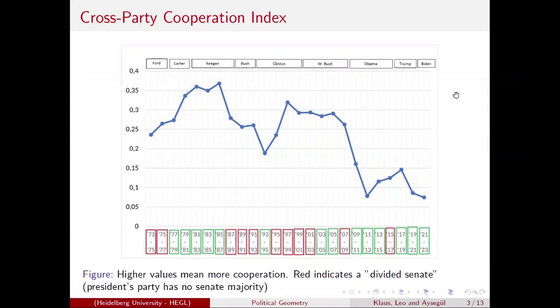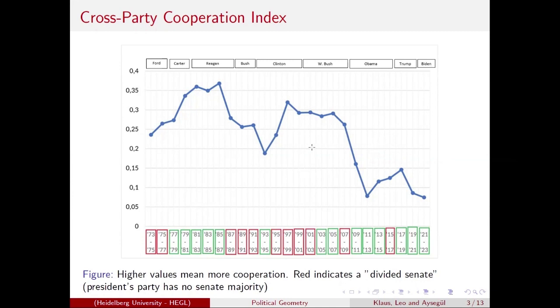For this graph, we are looking at the significant co-sponsoring relations between Republicans and Democrats and took this number as a foundation for measuring cooperation. In this graph, higher values indicate more cross-party cooperation. Down here you see the Senate periods analyzed. Different colors indicate whether the president's party had a majority in the Senate during that time or not. And here on the top you see who was US president at that time.